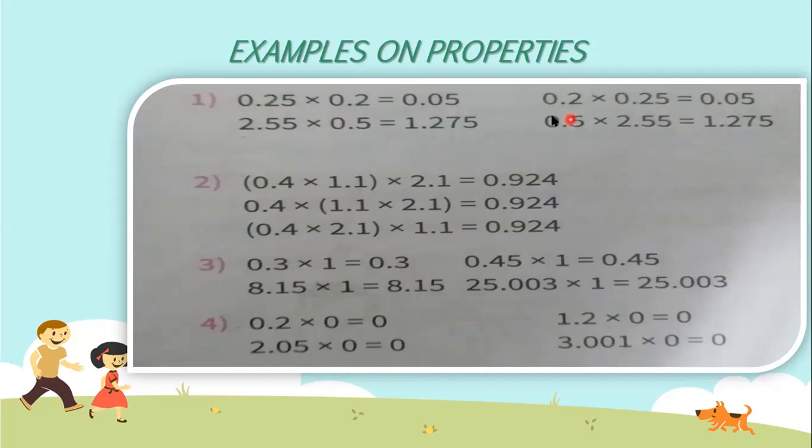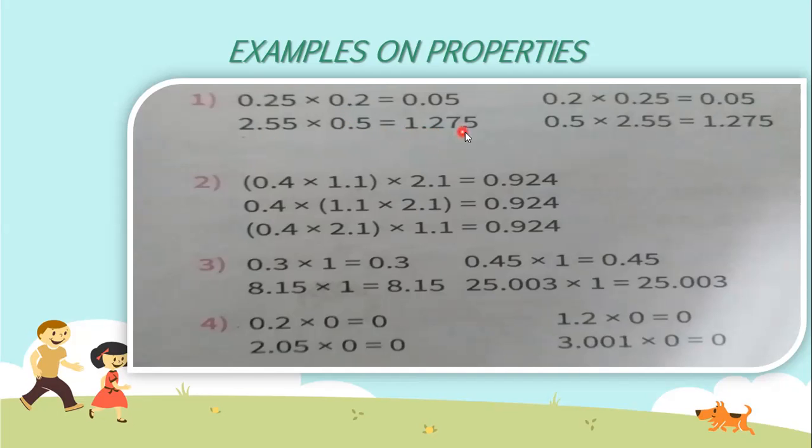Now here we are just changing the order and multiplying. Here first you have multiplied 0.25, now here 0.2 into 0.25. If you change the order and multiply, you will get the same product only, 0.05. So see the next example, 2.55 into 0.5.